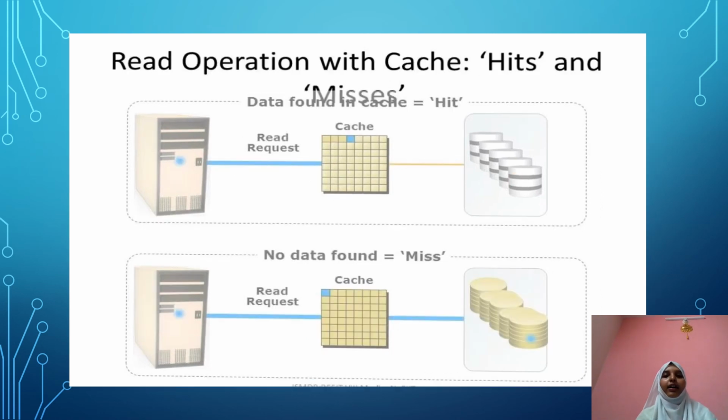So let's have a look at the read operations of the cache, hits and misses. So read operation is also known as the hits and the misses. Here let's have a look at the number of hits the cache will have and the number of misses the cache will have. So data found in the cache is called a hit. If there is no data found in the cache, that terminology is called a miss.